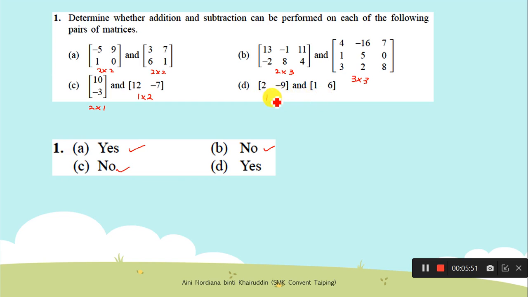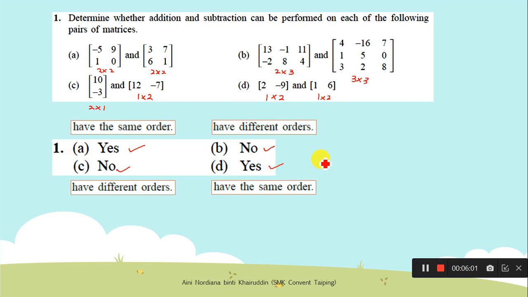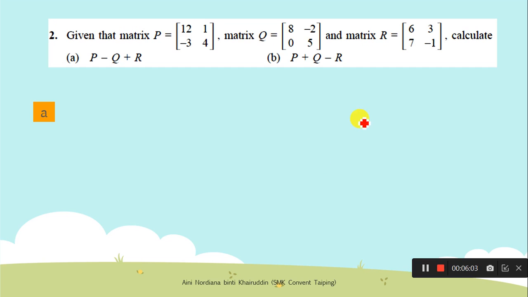This is a 1 by 2 matrix. This one also a 1 by 2 matrix. So addition and subtraction can be performed. So yes. Okay. Number 2. Given that matrix P is this, this is matrix Q, and this is matrix R. Calculate P minus Q plus R.